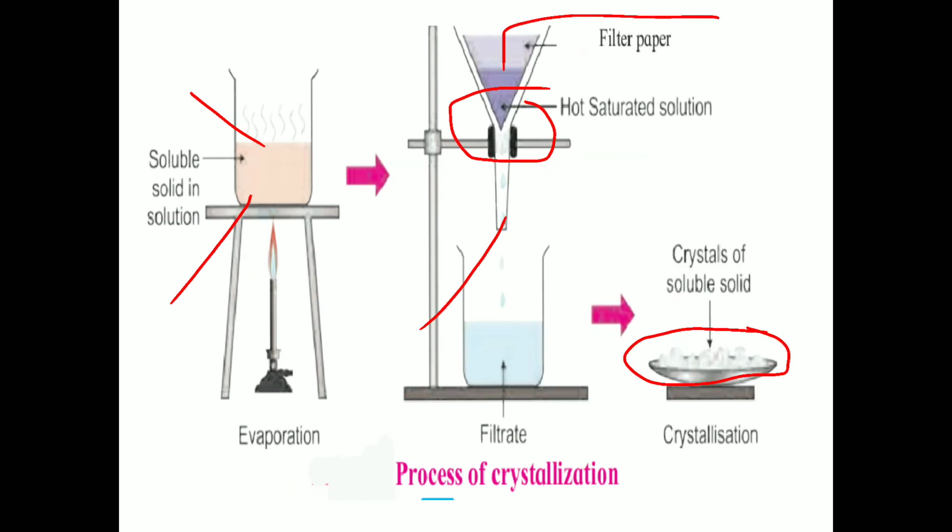For this, first of all we have to prepare the solution of the salt in water. We have to dissolve the salt in the water. This is the first step, that is the preparation of the saturated solution of the salt in water. To obtain the saturated solution, we have to heat that solution using a burner. Then the hot solution has to be filtered, and the residue which is not dissolved is obtained on this filter paper, that is in the second step.